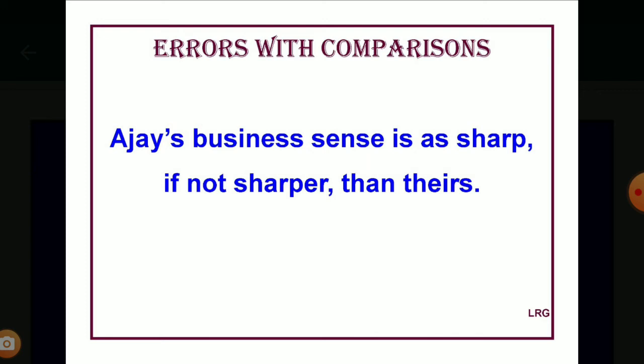But for the positive degree, the conjunction is not complete. It should be as sharp as. Only then is the conjunction complete. That's how you have to read it now. Ajay's business sense is as sharp as, if not sharper than, theirs. Now, both the degrees of comparisons have the proper pairs of conjunctions. That is how you make the correct comparison.